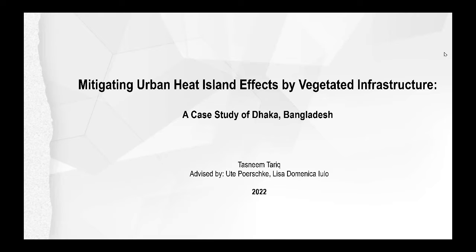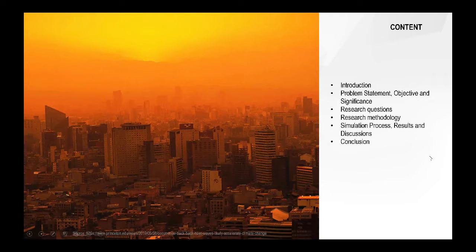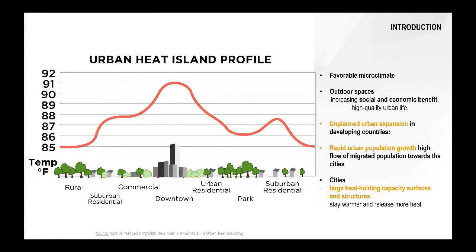This research is about mitigating urban heat island effects by vegetated infrastructure, a case study of Dhaka, Bangladesh. This presentation contains introduction, problem statement, objective and significance, research questions and methodology, simulation process, result discussion, and conclusion. Favorable microclimate is highly needed to enjoy the social and economic benefits of outdoor spaces.